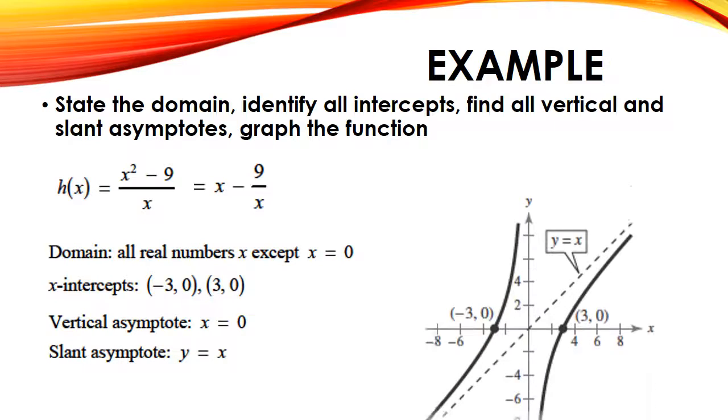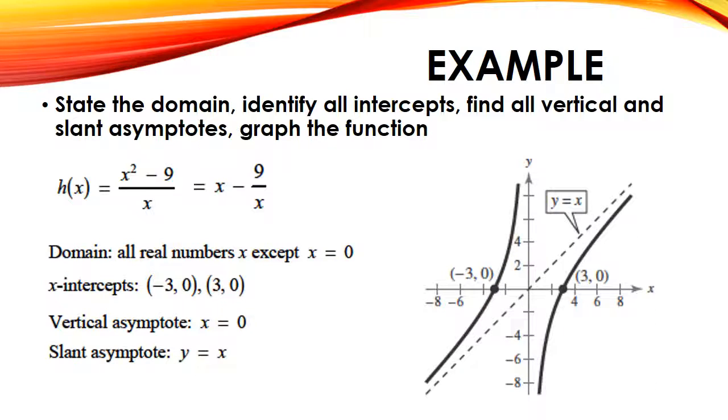And there we go. So we have a vertical asymptote at x equals 0, which is the y-axis. We have the slant asymptote, the line y equals x. And then you can see the intercepts there, and you can see how the graph follows both of those asymptotes.